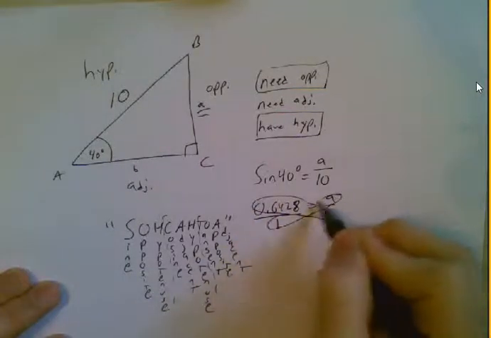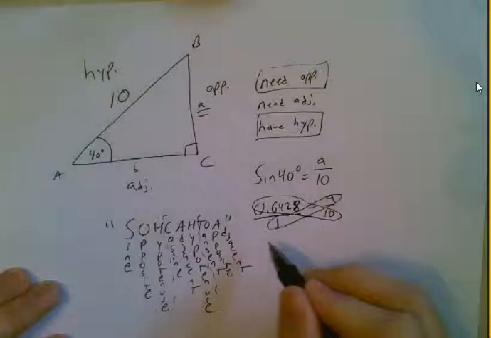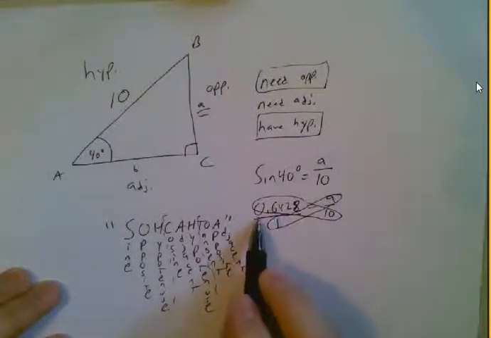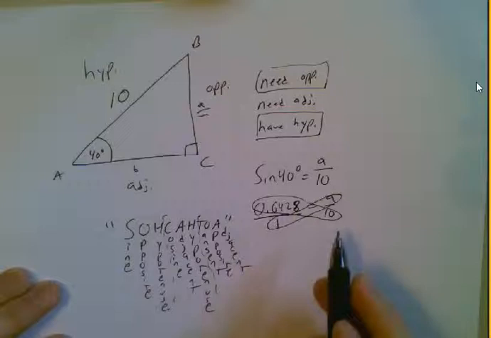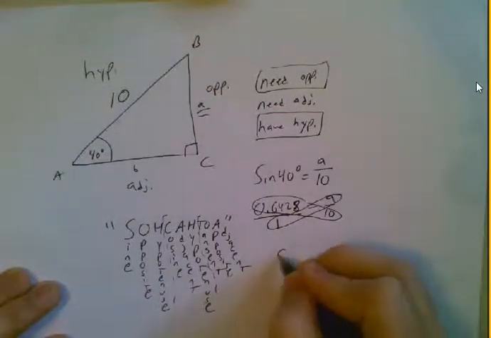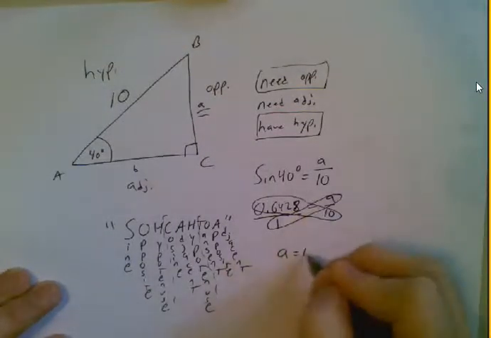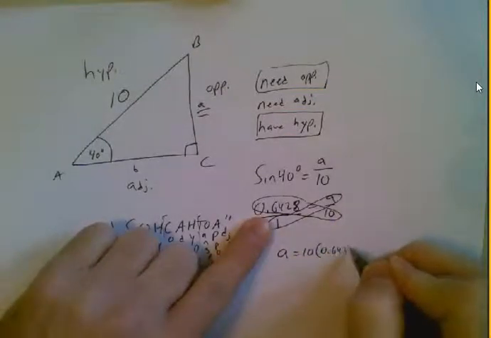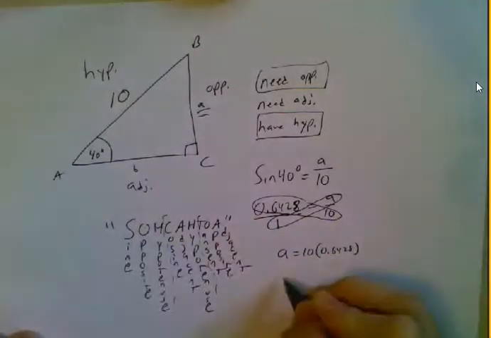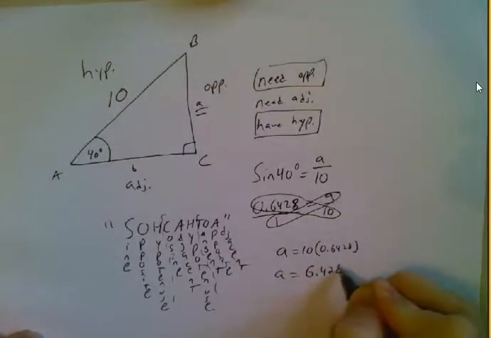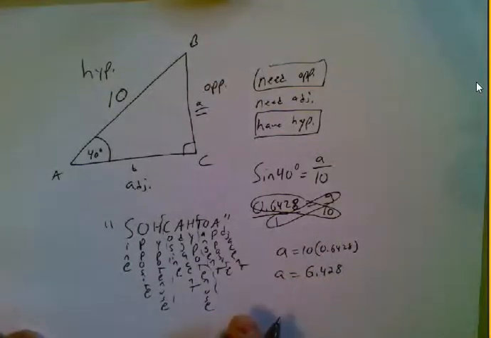Then you'll never make the mistake of guessing, do I multiply, do I divide? Okay, so yes, it does look like the 10 is going to be multiplied by the sine of 40 degrees. But in case you didn't see that, you do it this way and you'll never make that mistake. So a times 1 equals 10 times the sine of 40 degrees, which was 0.6428. So that means a must equal, if I multiply this by 10, I'm going to get 6.428. And there's your a value.